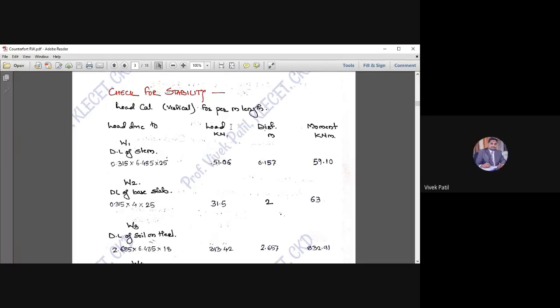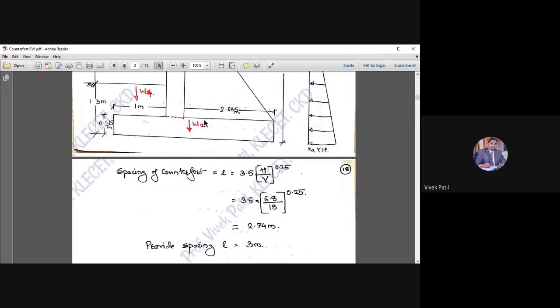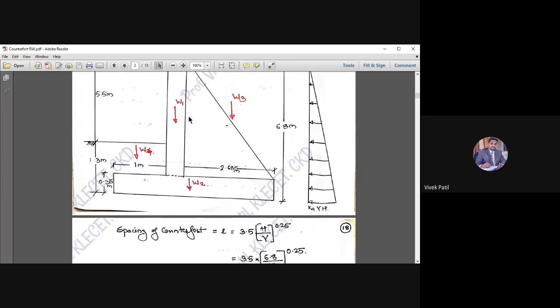Okay, so now where will this force be acting? From this portion, at the center of this span, from this particular point. So the total distance from here to here for W3, where will it be? It will be equal to 1 meter plus this thickness, that is 0.315, plus 2.685 divided by 2.